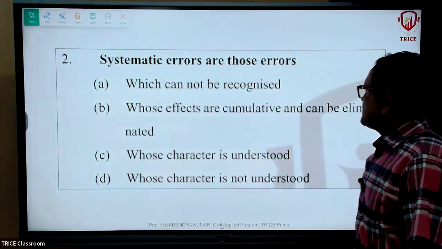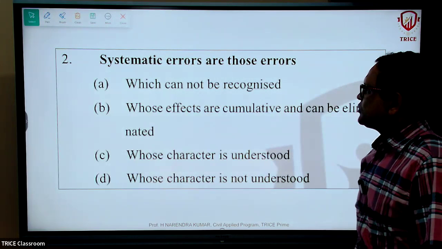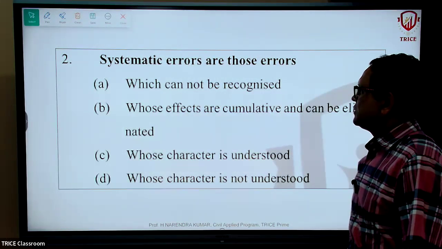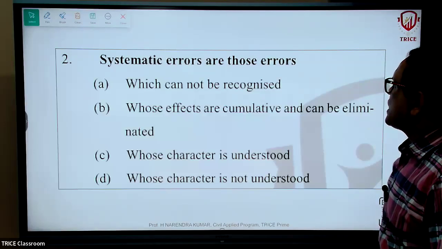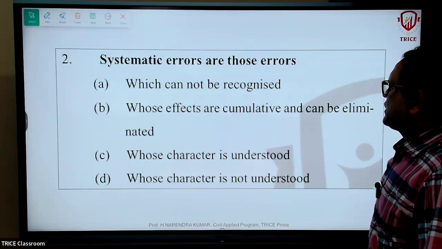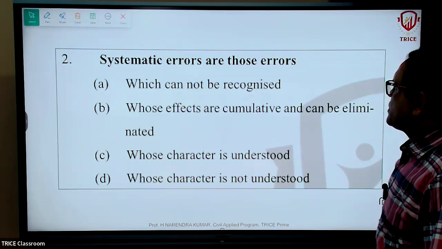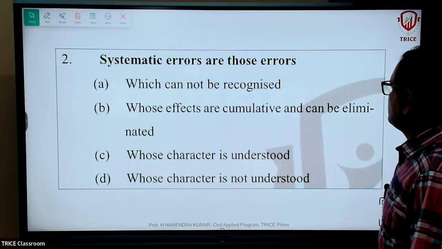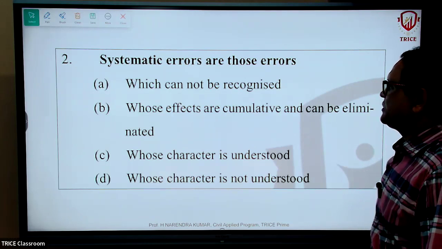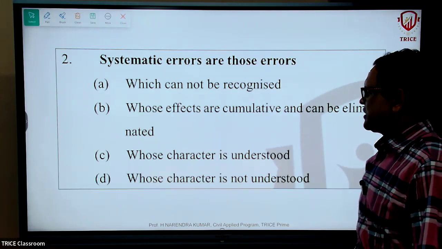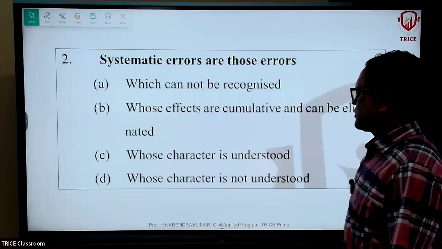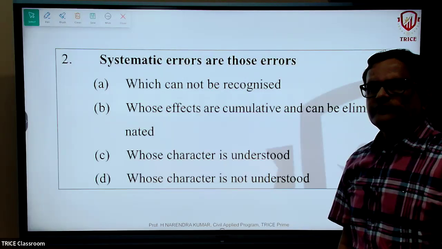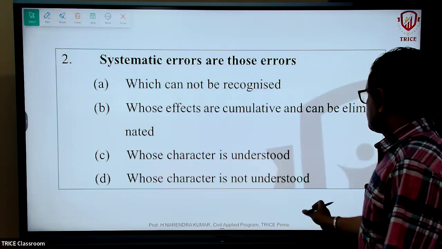Let me take up the second question. This is related to errors in surveying. Systematic errors are those errors, and there are 4 options: which cannot be recognized; whose effects are cumulative and can be eliminated; the third option; and the fourth option, whose character is not understood.